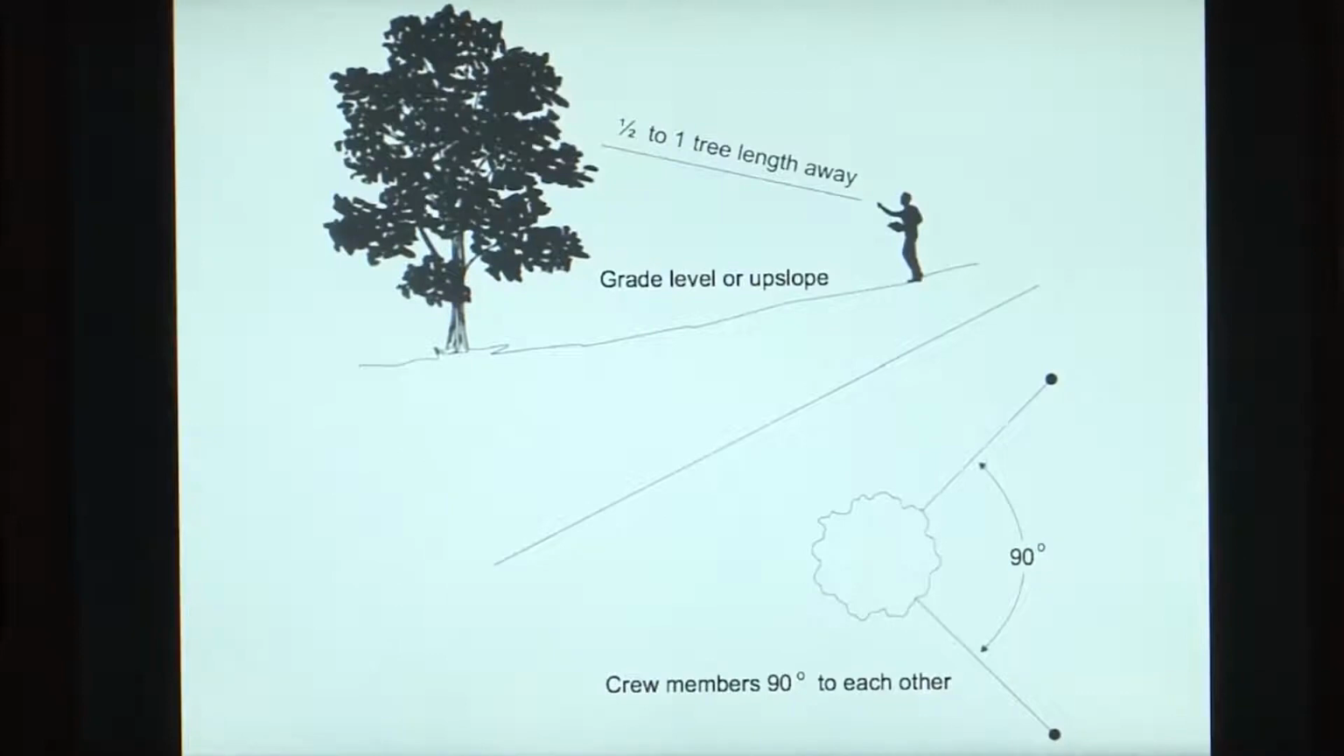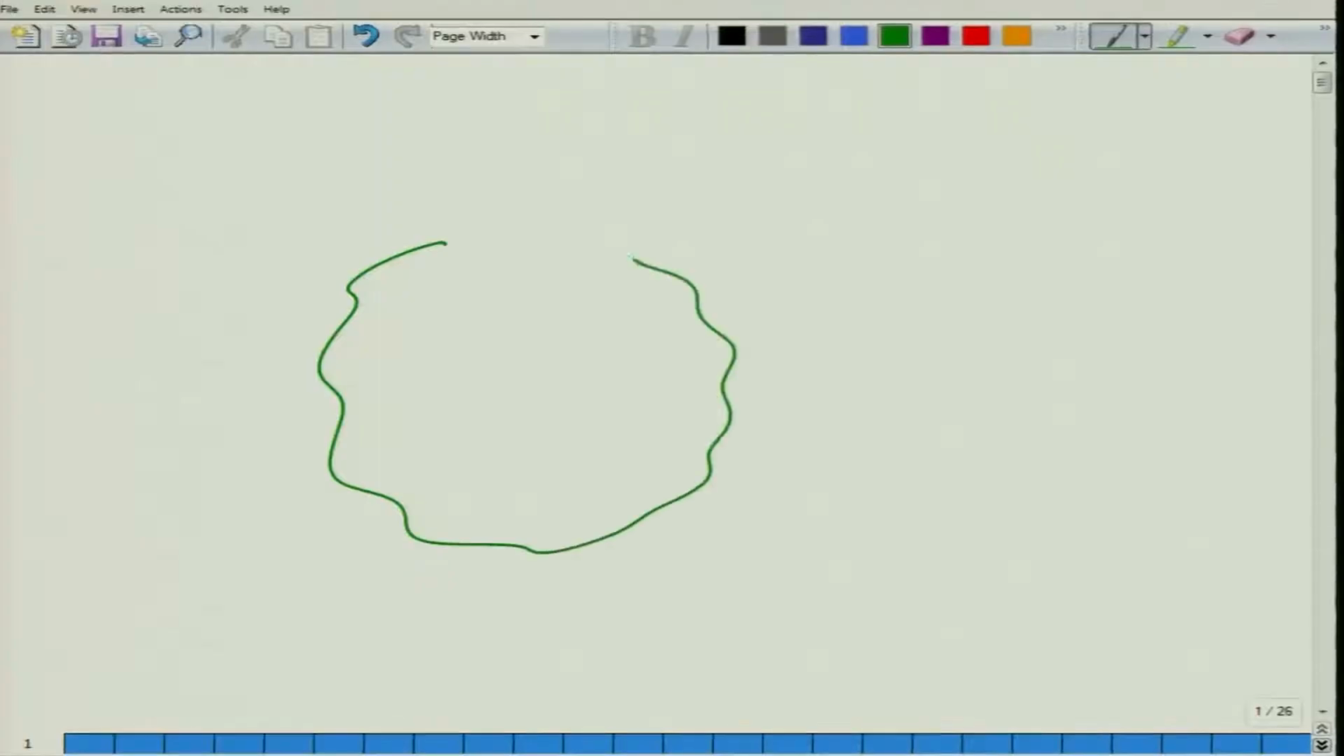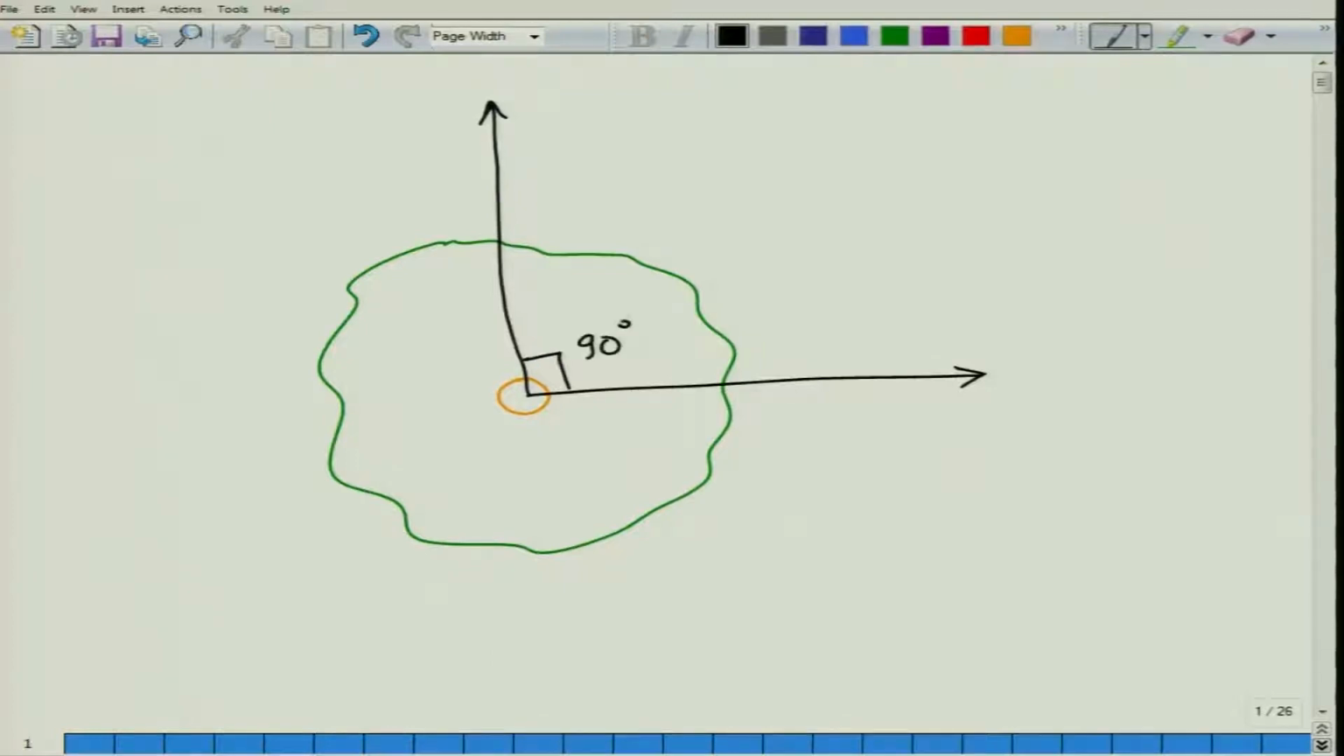So, for instance, if this is your canopy, we take measurements at 90 degrees. Suppose this is your tree stem. If you take one measurement along this direction, the other measurement has to be at 90 degrees from the first measurement. So, what do we measure?